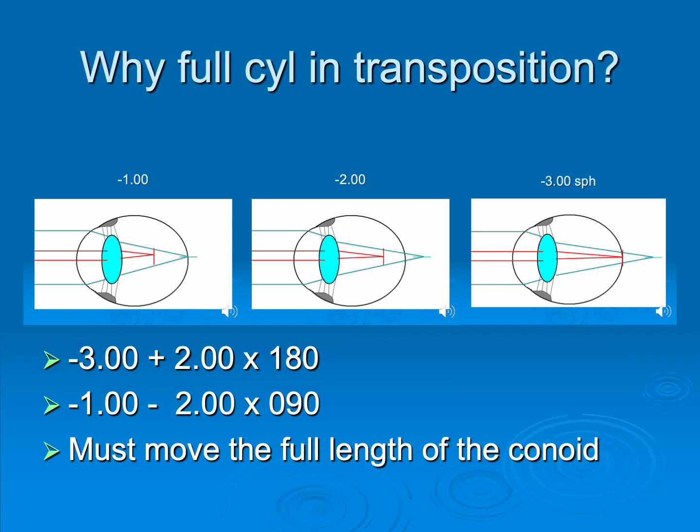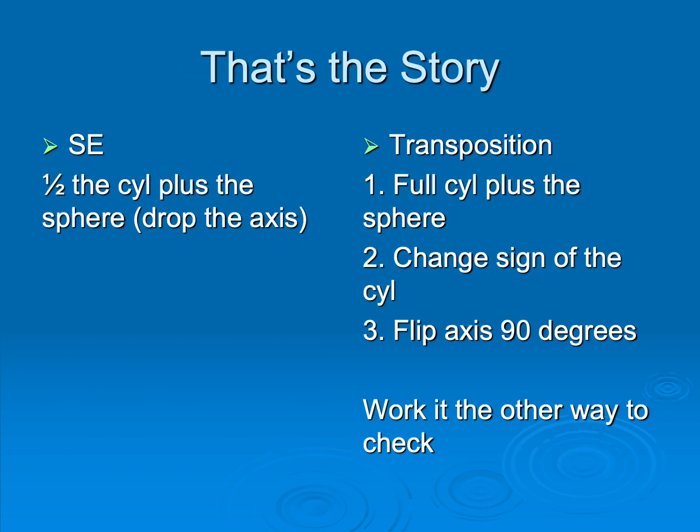And of course, the reason we're using full cylinder in lens transposition, going from plus cylinder to minus cylinder, is because in minus cylinder, I want the full conoid of Sturm inside the eye or the full conoid of Sturm outside the eye. And that's the reason that in lens transposition, you take the full amount of the cylinder. So that's it. There's no more to the story. This is just a quick look at spherical equivalent, which is 1/2 the cylinder, versus lens transposition where you use the full cylinder.